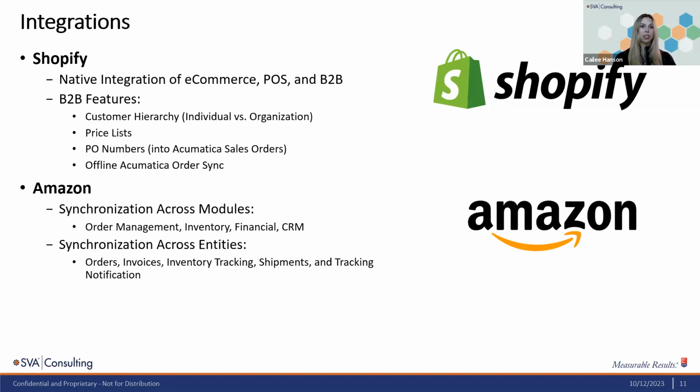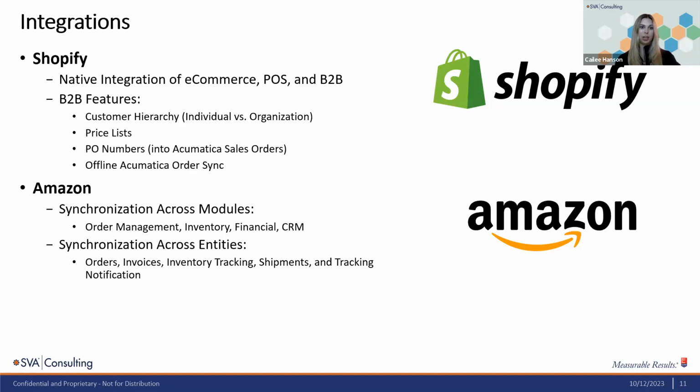So added features such as a customer hierarchy, being able to differentiate an individual buyer versus a business or organizational buyer, price list integrations, the integration of purchase order numbers into the sales order within Acumatica, and any of those offline Acumatica orders, not made within the storefront within Shopify, can sync back into the customer record within Shopify as well. Again, all those features such as customers, orders, prices, stock items, etc., that existed before are still there, but there are added features on top of that.